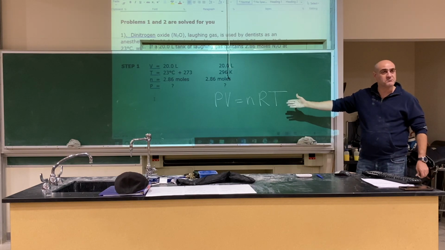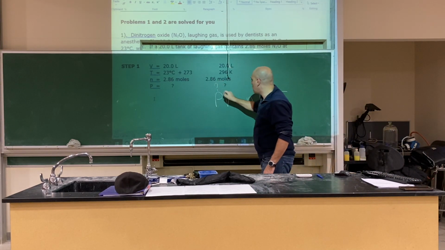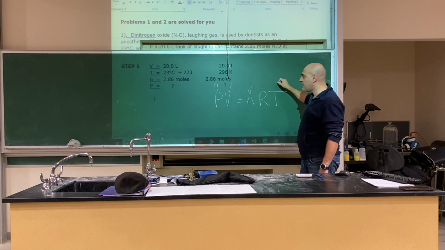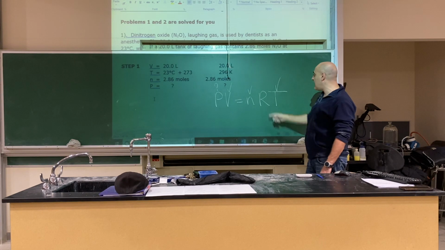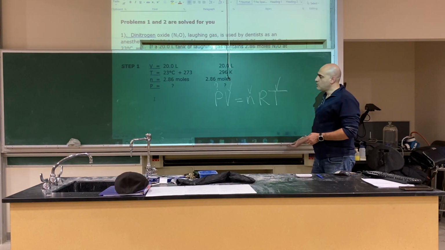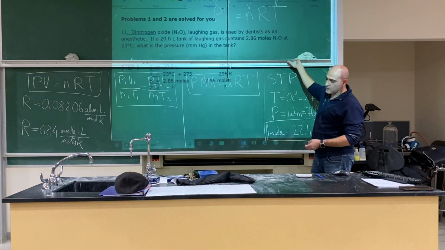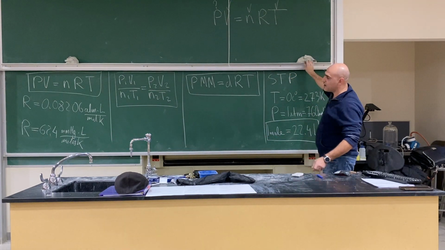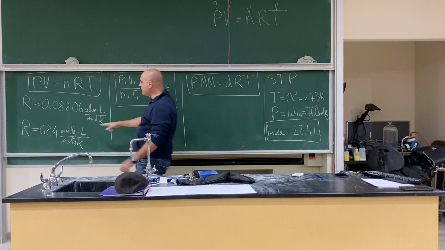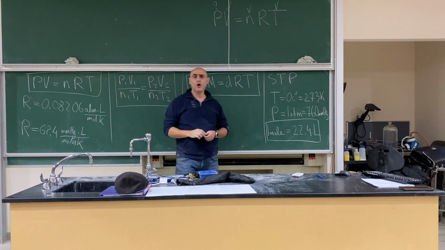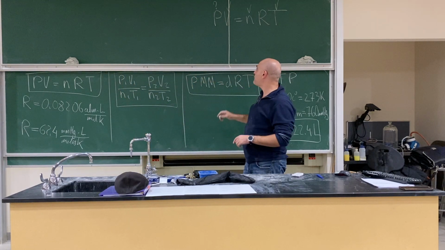Do I have the pressure? No, I'm looking for that. Do I have volume? Do I have n? Do I have temperature? Do I have R? I'll give it to you. Now, which R would you use in this case? Which R is convenient, guys, to use? 62.4 or the 0.08206? 62.4. Why? Because they're asking me to find the pressure.